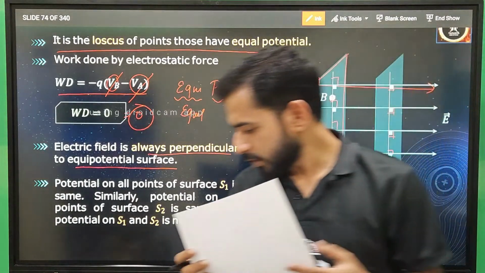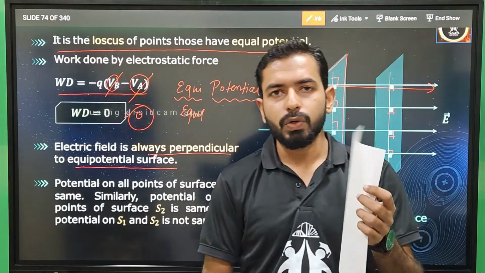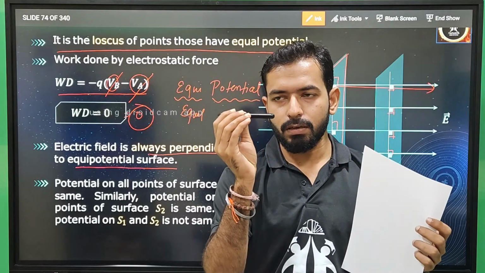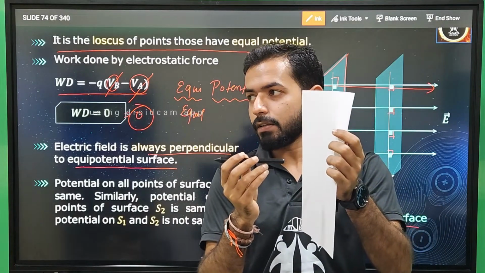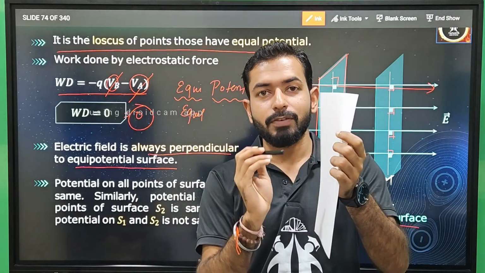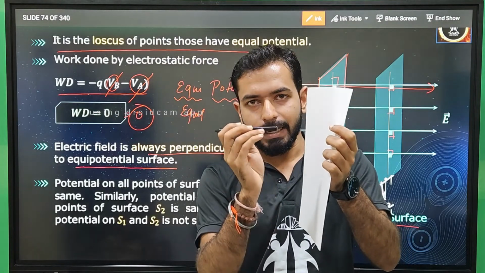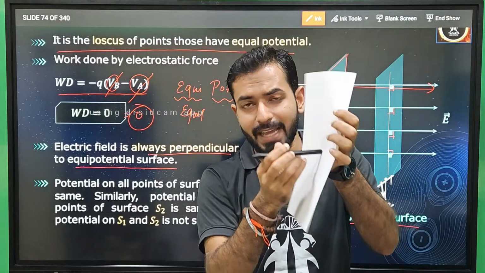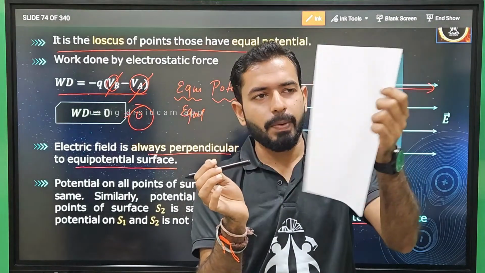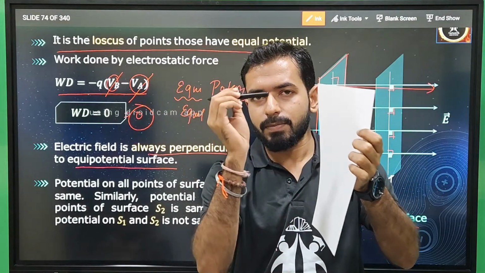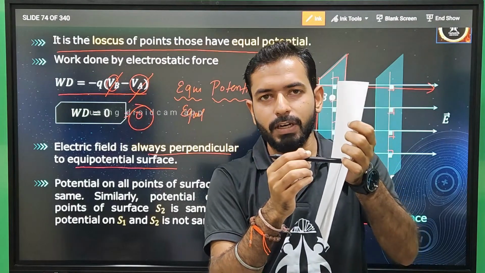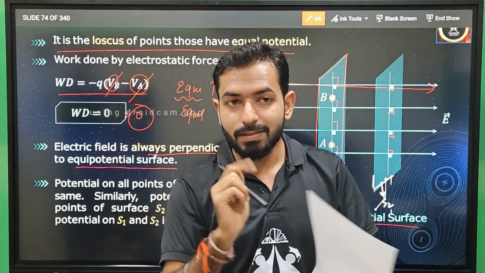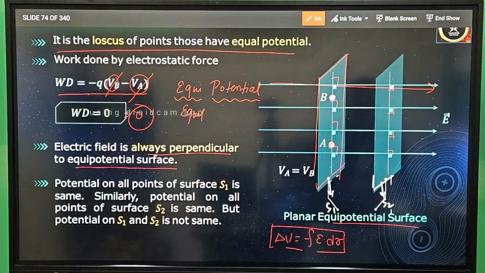I have taken this white sheet of paper, and if I want to draw an equipotential surface, let's suppose this is the electric field that is going, and this plane is the equipotential surface. What I am trying to explain is that this electric field will always be perpendicular to this planar surface. You can see the angle between them. This white sheet of paper is behaving like a planar surface, and this black pen is behaving like the direction of the electric field. Both of them are mutually perpendicular to each other. This is a very important property that you always have to remember.